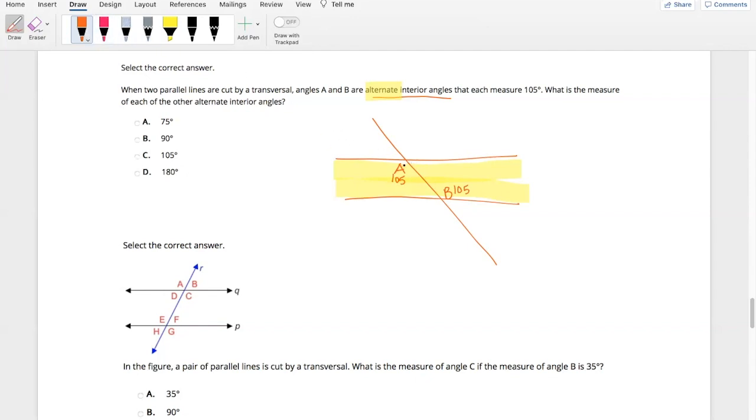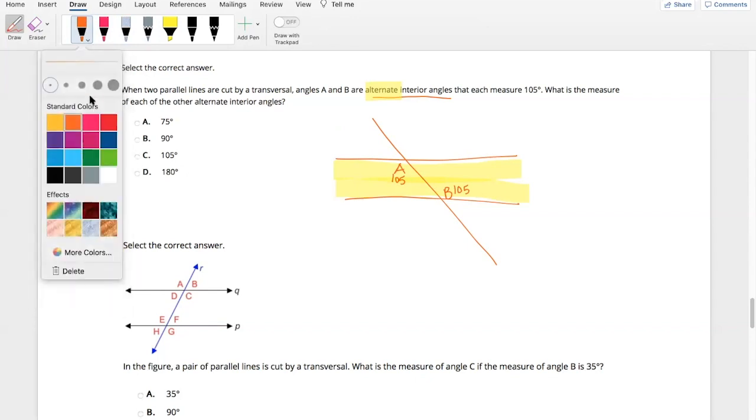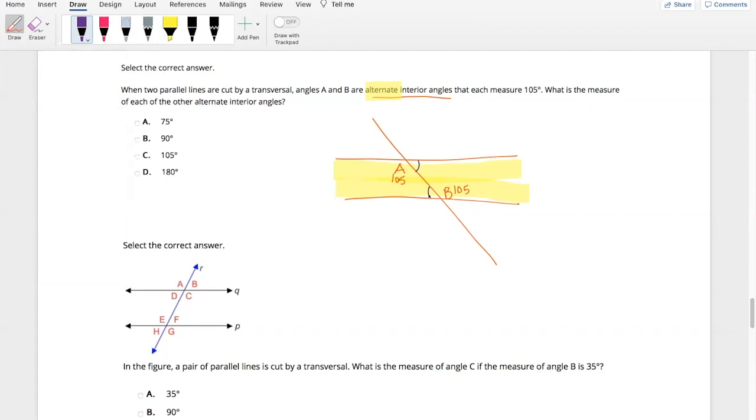So A and B are alternate interior angles. There's also this other set here. These are also alternate. They're on the opposite side of the transversal inside the parallel lines. And to figure out that piece, again, this all the way around makes 180 degrees. So I need to do 180 minus the 105, and that would leave us with 75. So I know that those two angles there would be 75.